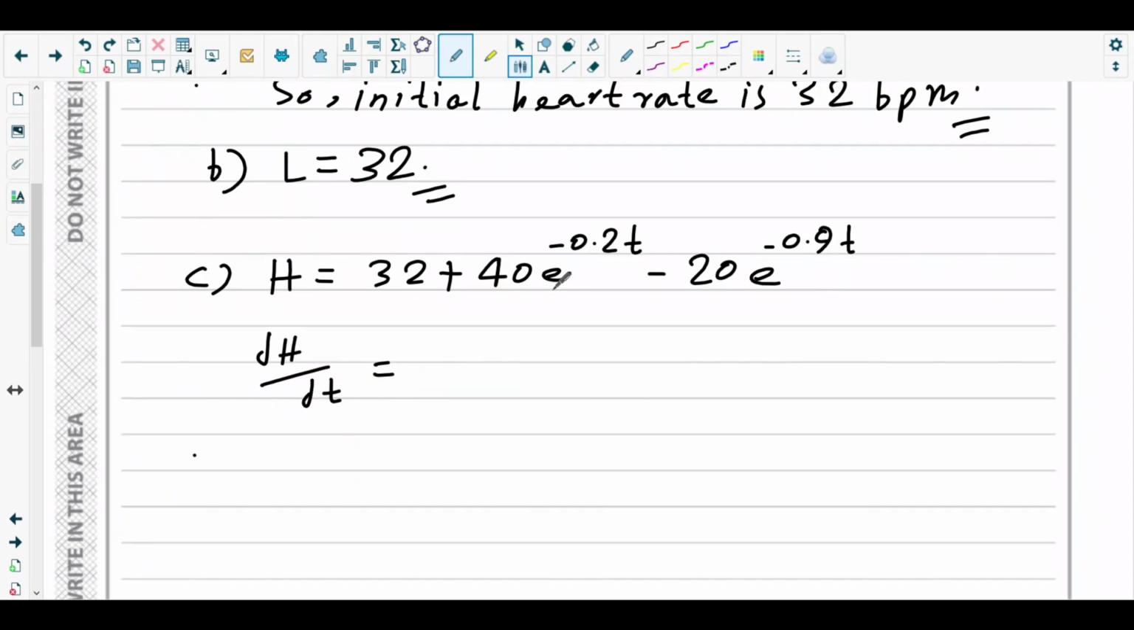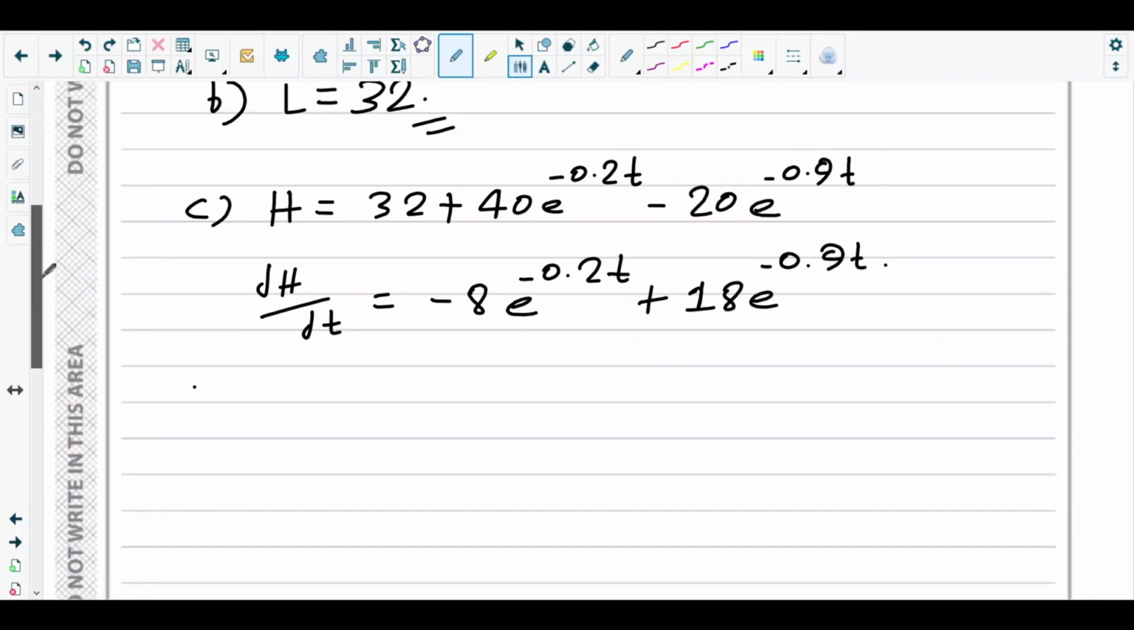dH/dt would be 40 times negative 0.2, that is negative 8. So negative 8 e^(-0.2t), minus minus makes it plus. So 20 times 0.9 is 18, plus 18 e to the power negative 0.9T.